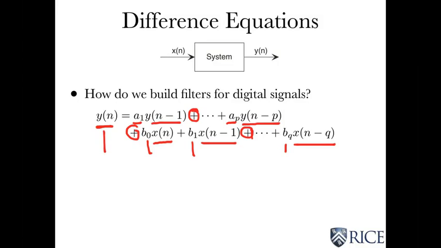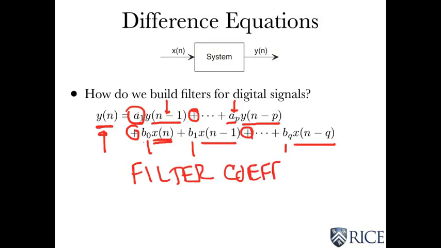So the output now equals the previous output times A1 plus the one P times ago times AP plus B0 times the current input, etc. So you can see it's a pretty simple thing, and it turns out we will only need to know what are known as filter coefficients, the A's and the B's, and how many of them there are. That's the P and Q.